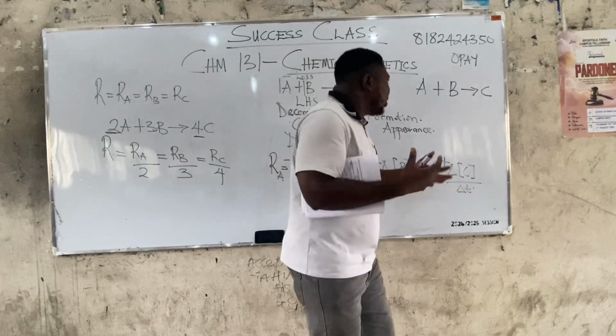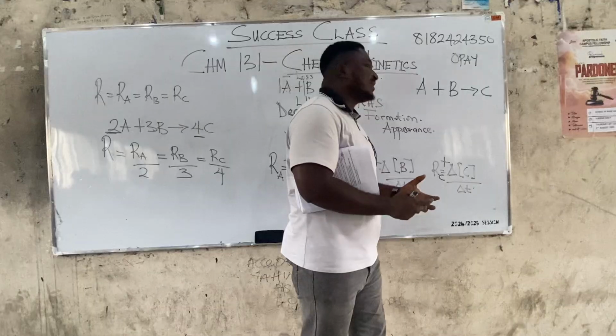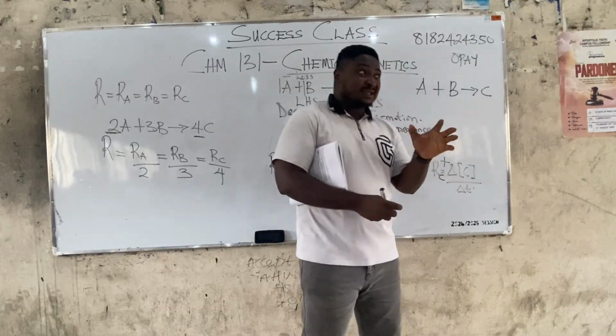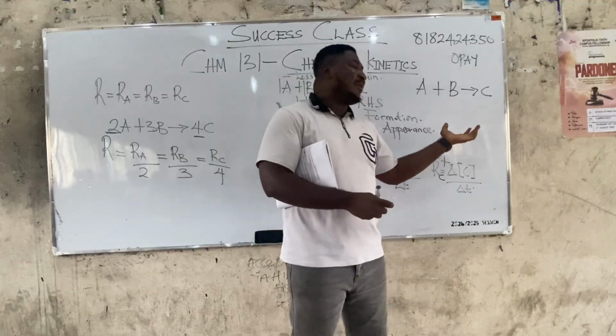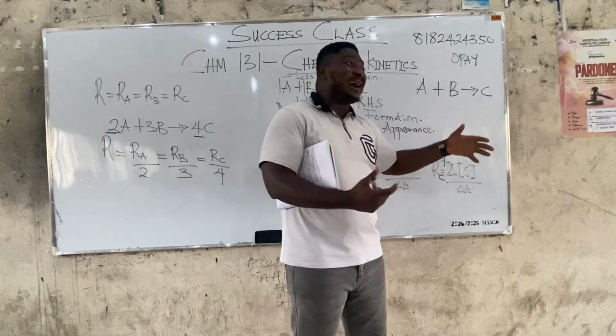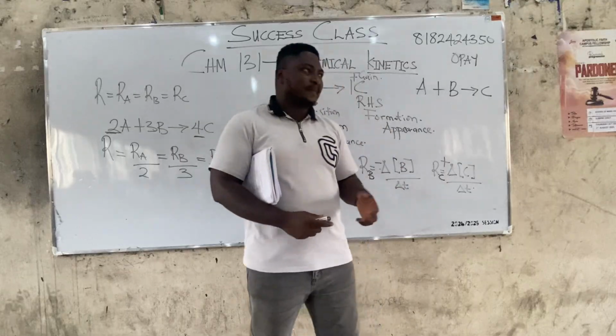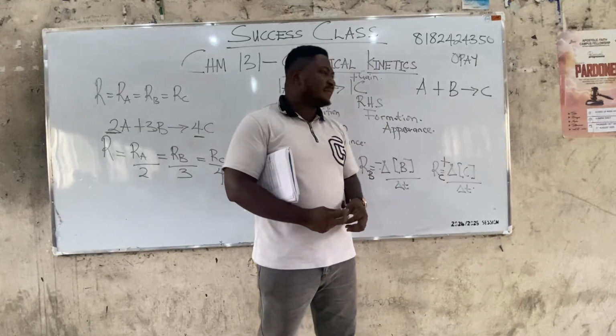Class, the more the molecules of A and the molecules of B are colliding, the higher the chances of C forming. To be honest, when A and B react, not all the molecules of A and B that collide will lead to formation of C. This is what we call effective collisions.